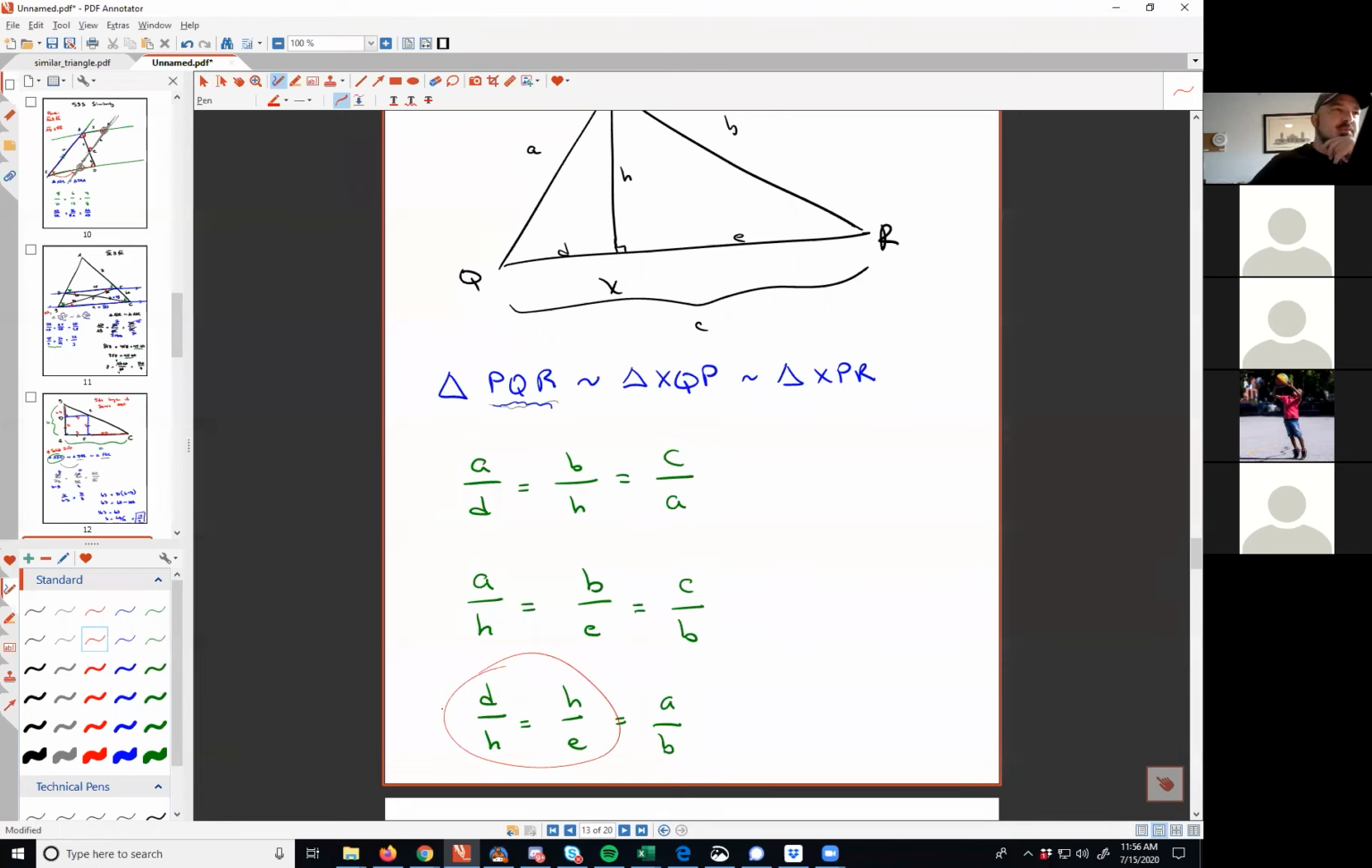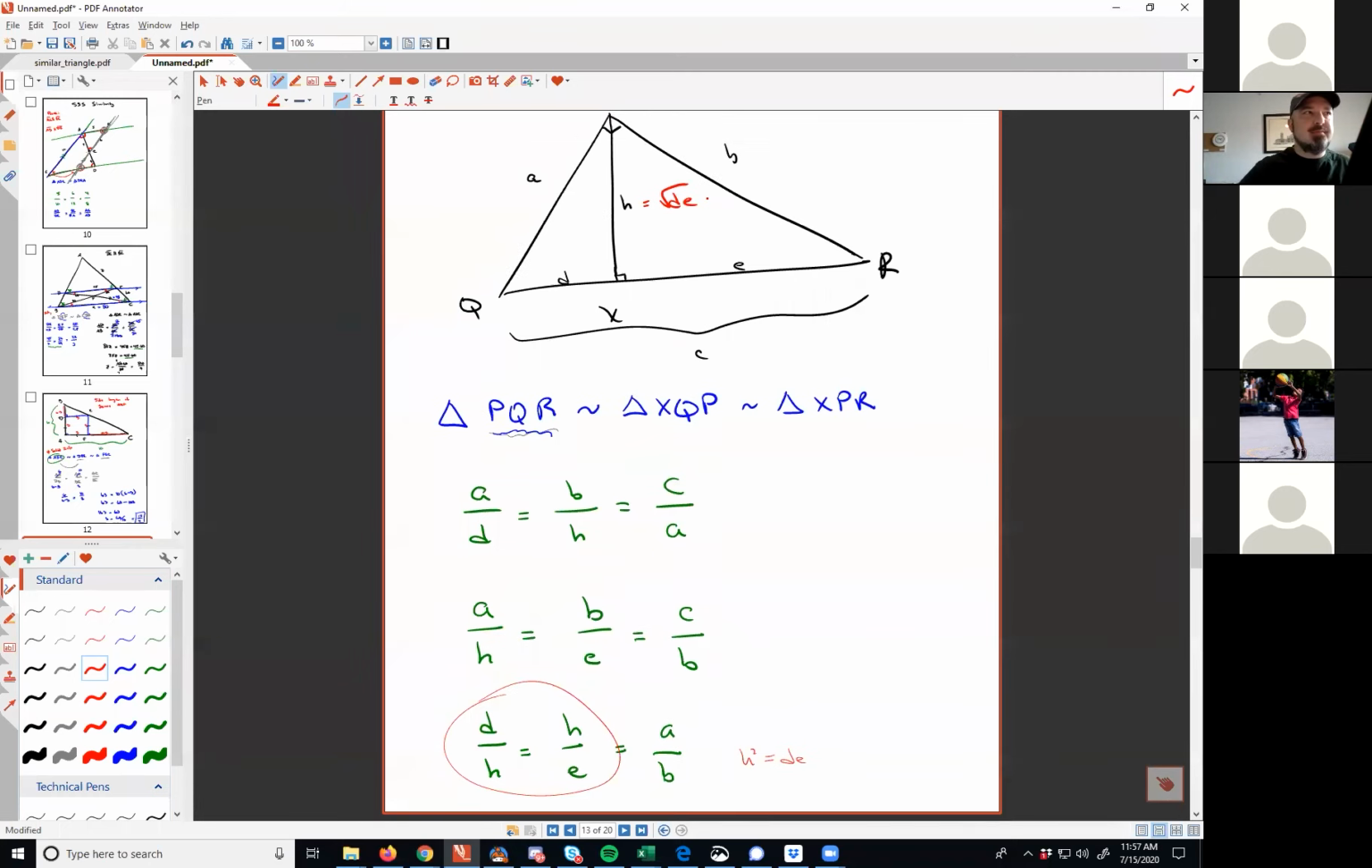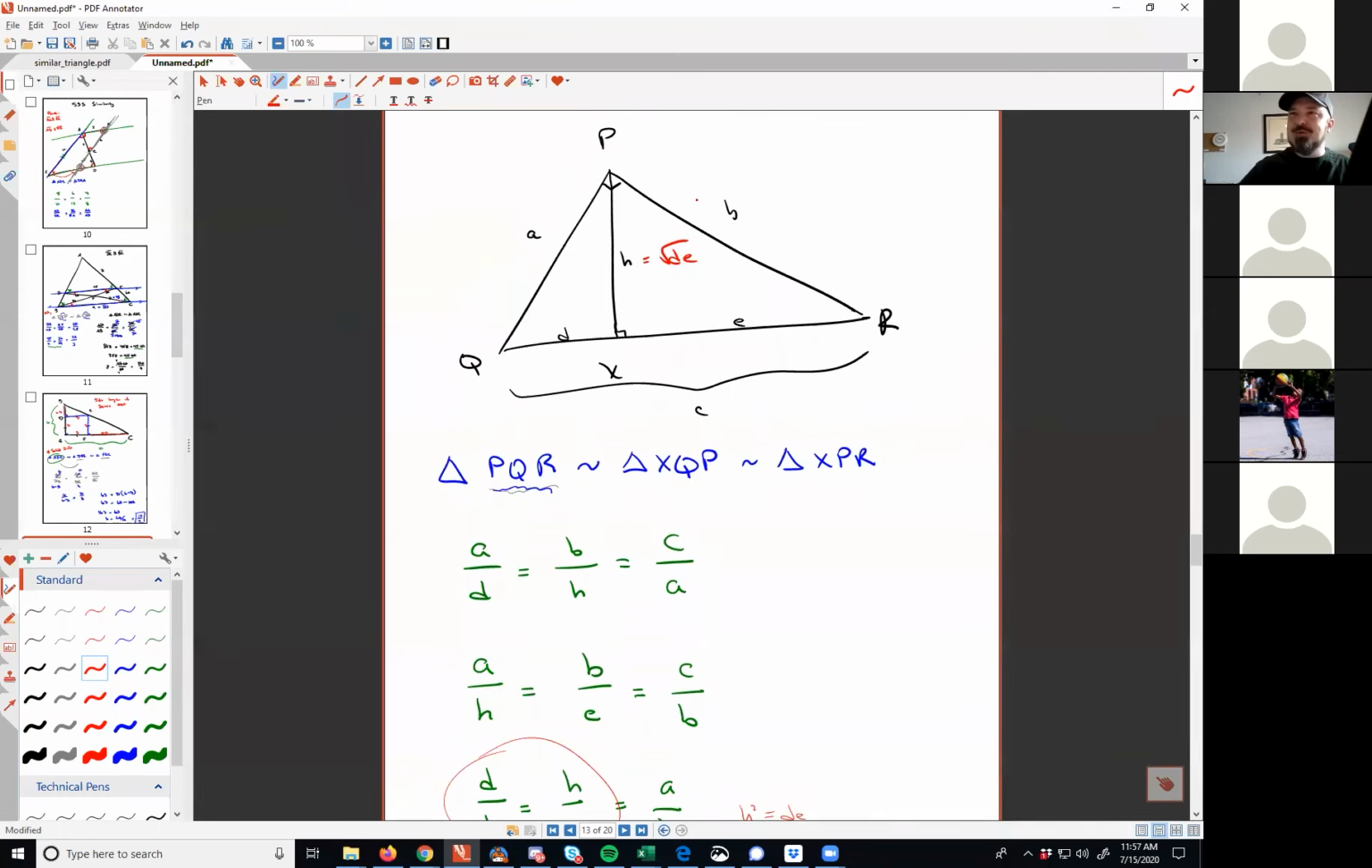If we cross multiply those equations, we find out that H squared equals D times E. And what that means is that H is the geometric mean of those two pieces into which the altitude cut the hypotenuse of the big right triangle. That's kind of cool. We can physically see the altitude to the hypotenuse is the geometric mean of those two pieces.